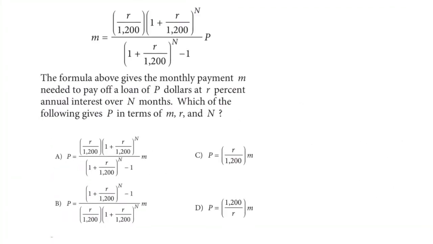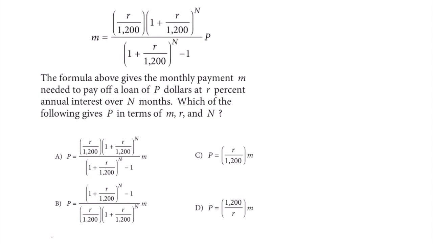In this question, you have been given a formula. The formula above gives the monthly payment M needed to pay off a loan of P dollars at R% annual interest over N months. Which of the following gives P in terms of M, R and N? This is actually an easy question, but the formula is a big one, so we are going to reduce it.